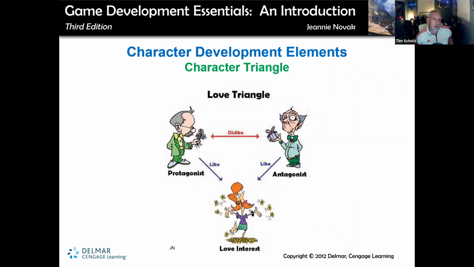So now that we've talked about character, we want to talk about character development. One of the ways we can develop a character is the simple, classic love triangle. We have our protagonist and our antagonist. They both have the same love interest, and because of that, they dislike each other. It doesn't necessarily mean they're opposites. They're two characters pursuing the same common goal or love interest, and they dislike each other partially because of that and partially because of the differences between them.